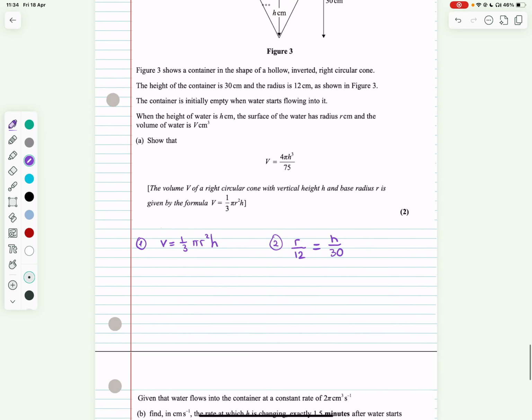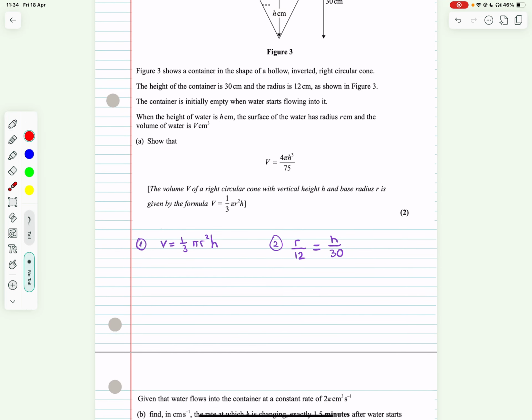Okay, so remember what we are trying to do. We are trying to write the radius in terms of height. So I'm going to make the radius the subject. I'll multiply both sides by 12. So that's 12 h divided by 30. Simplify by 6, that's 2h divided by 5.